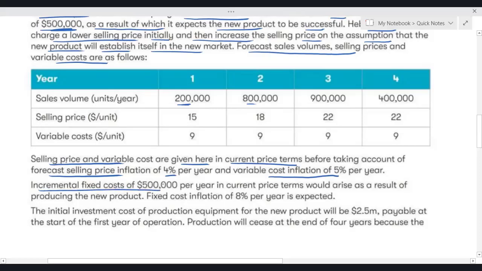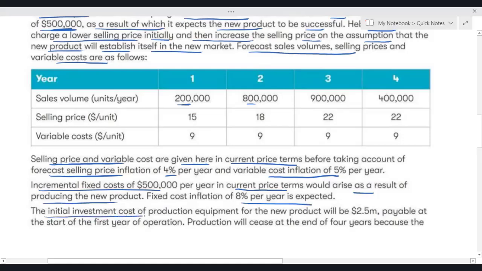Incremental fixed cost is 500,000 per year. Obviously, incremental fixed cost is relevant. Again, current prices, so inflation comes from the first year. As a result of producing the new product, fixed cost inflation of 8% per year is expected.